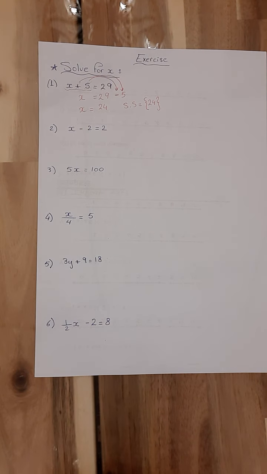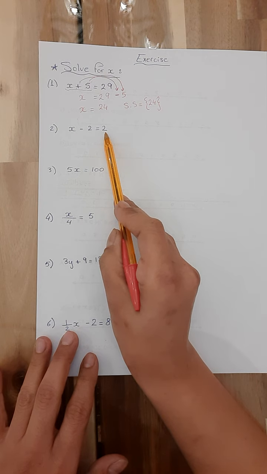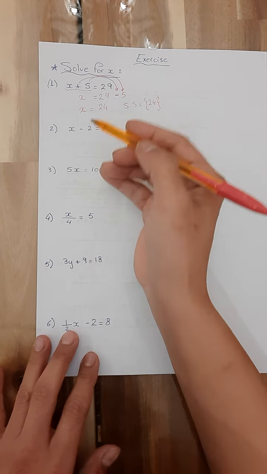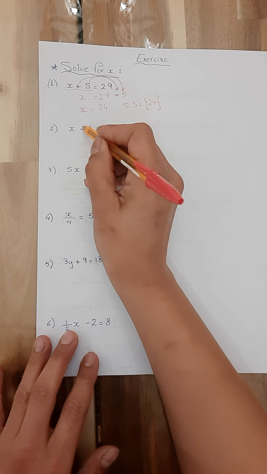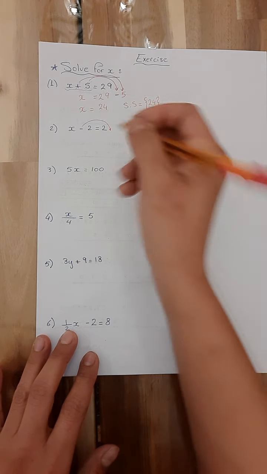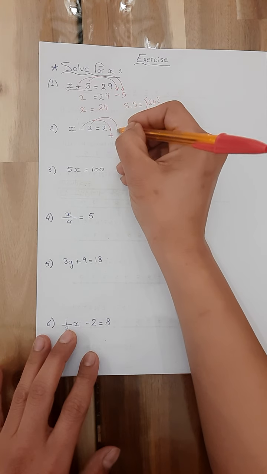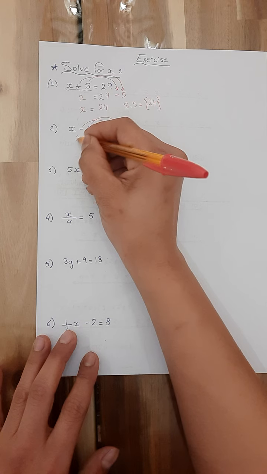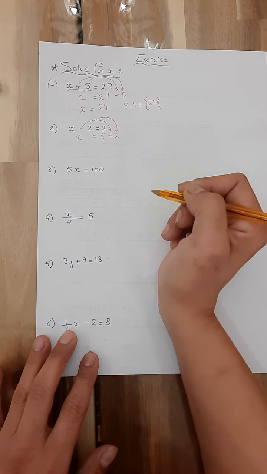Number 2, x minus 2 equal 2. Find x or solve for x. We want x, so we are going to take the number beside it by its operation. The operation will jump after the equal sign to the other side by its inverse, plus, and then take the number after it, 2. So here x will be equal to 2 plus 2.